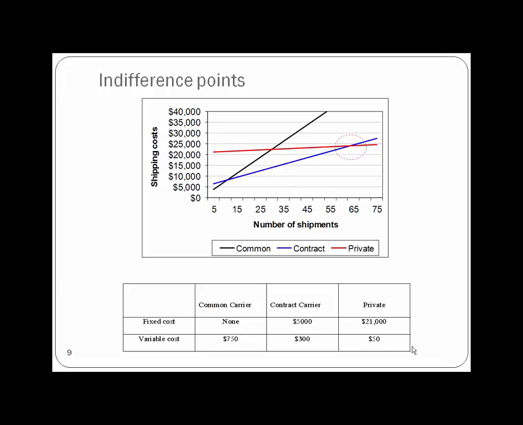Indifference points take the cost models we've talked about in economies of scale, the idea of fixed cost versus variable cost, and use that to compare how costs behave across multiple capacity options. What an indifference point is, it's basically a point at which the costs for two different options are equal to one another. So let me set up the case here.